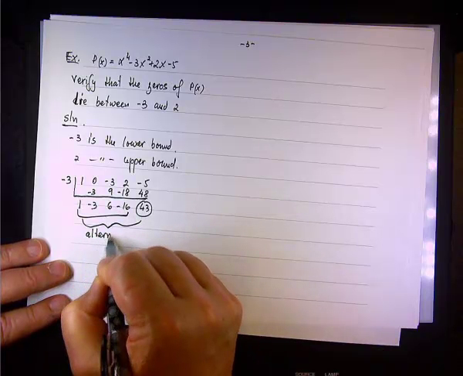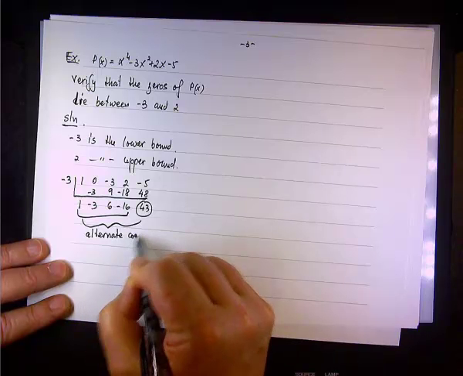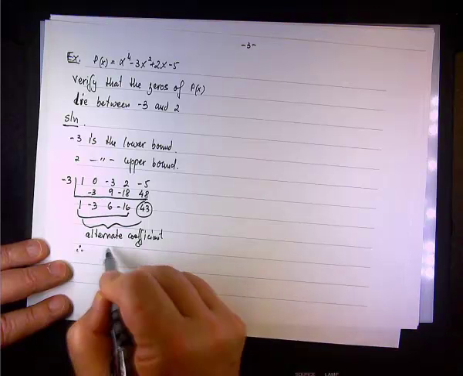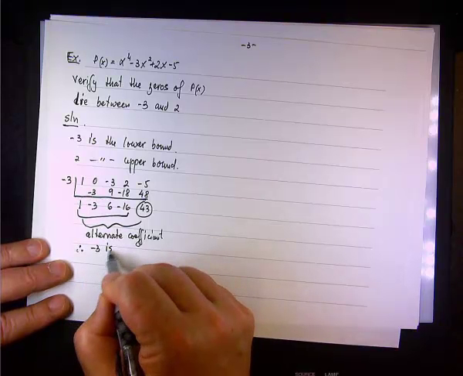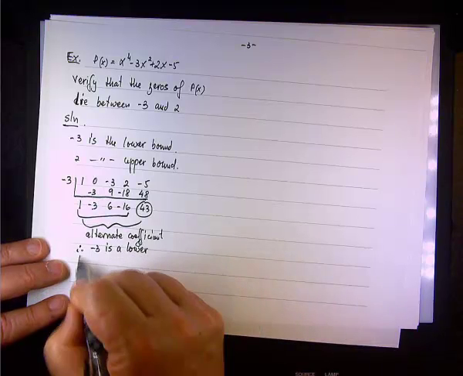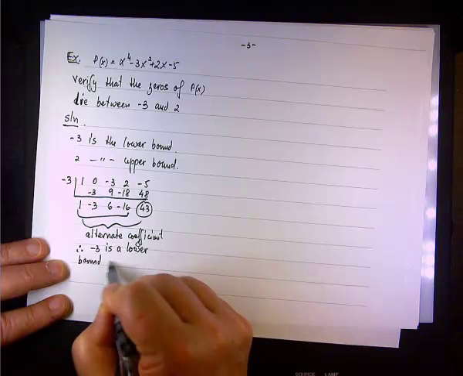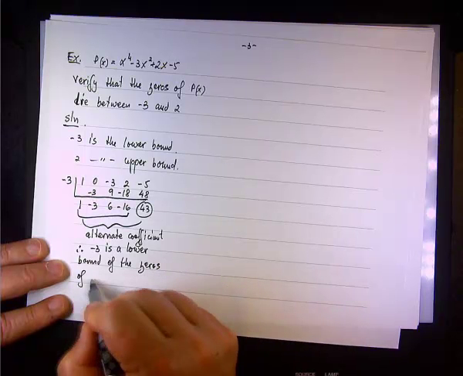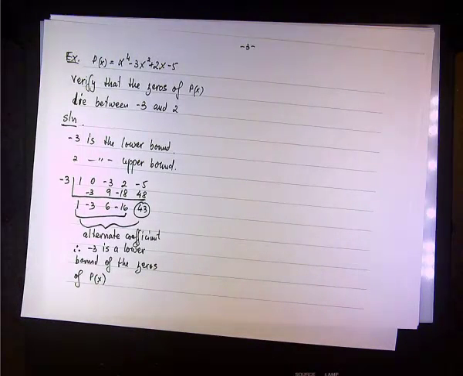And what you notice is that all the coefficients are alternating: positive, negative, positive, negative, positive. So we have alternating coefficients. Therefore, -3 is a lower bound of the zeros of p of x. Okay? So we verify that part.